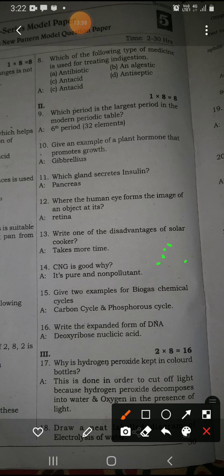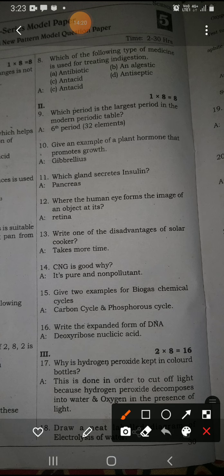One more disadvantage of the solar cooker is that it won't work when the atmosphere is cloudy, when you won't get proper sunlight. And it won't work in the rainy season, right? It works only in the summer season, when we can get a lot of heat, and it is time consuming. You cannot cook food instantly in the solar cooker, because it is time consuming. So we can write one disadvantage: it is time consuming.